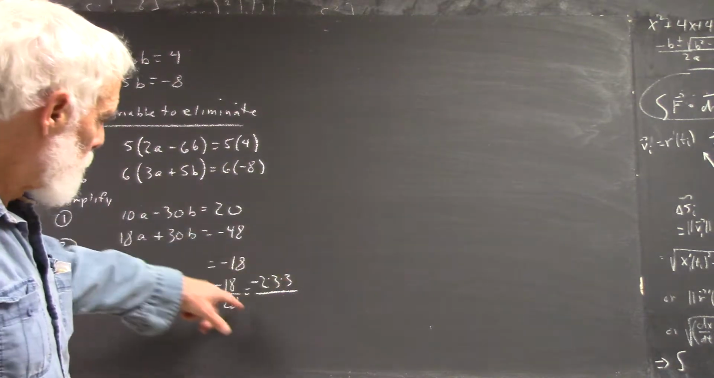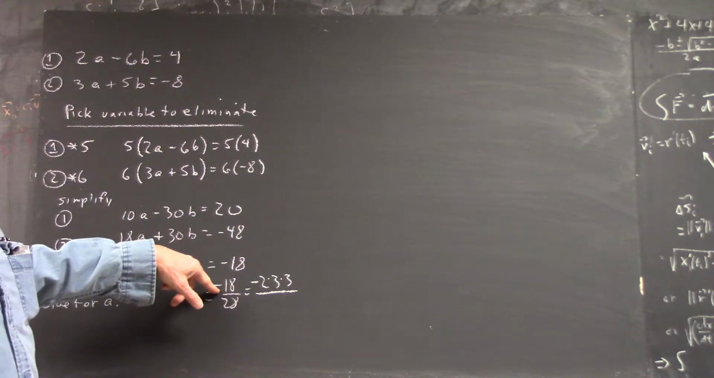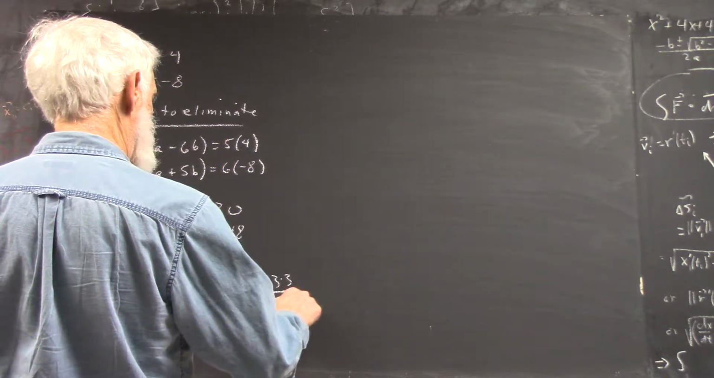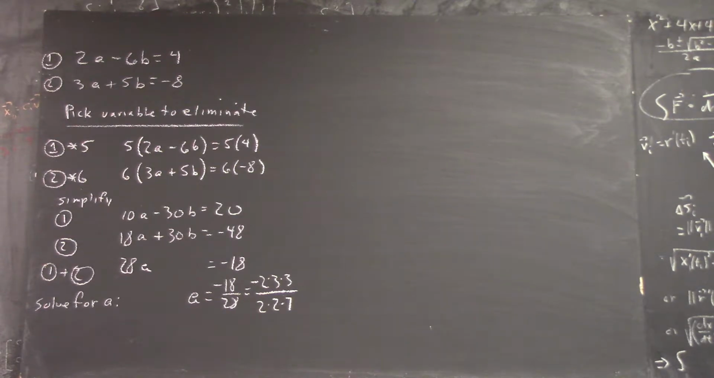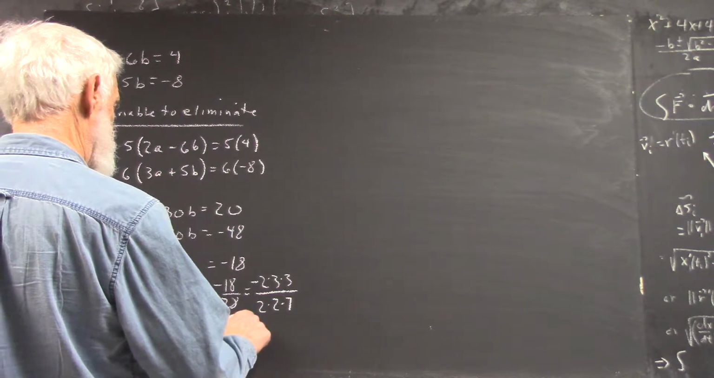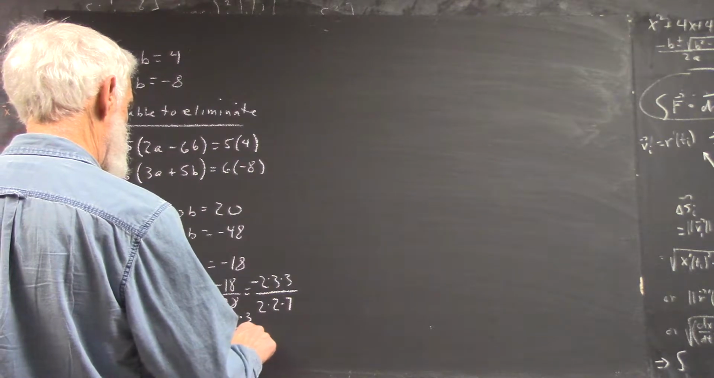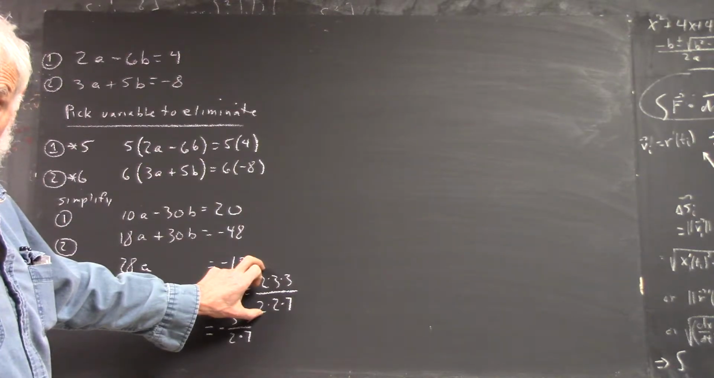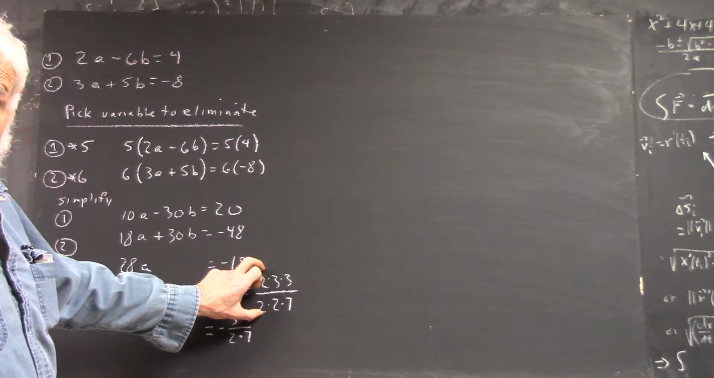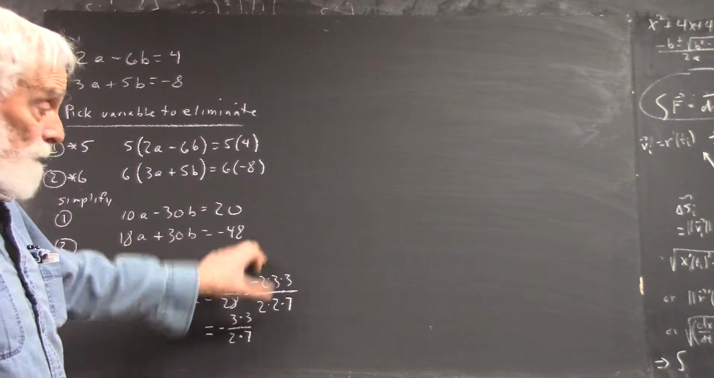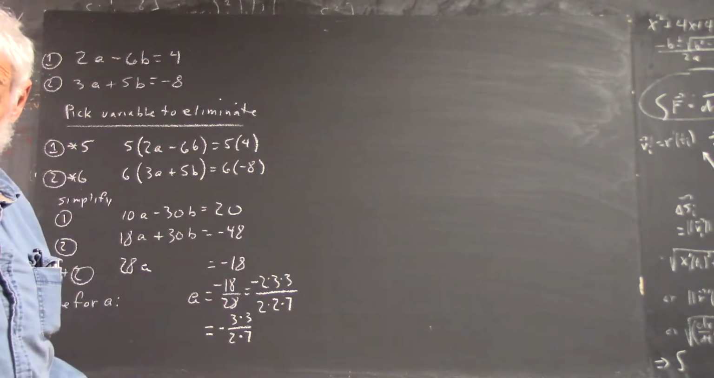Which is negative 2 times 3 times 3, breaking this down to prime numbers, over 2 times 2 times 7. Okay? Well, I could group this 2 with this 2. I'd have 2 over 2, which is just 1, right? So knowing that this 2 over this 2 is 1, I just don't bother writing it. I've got the rest of it, right?